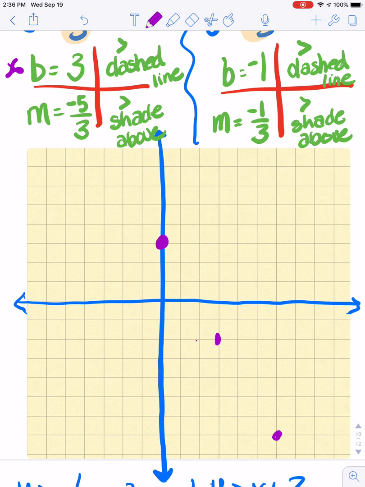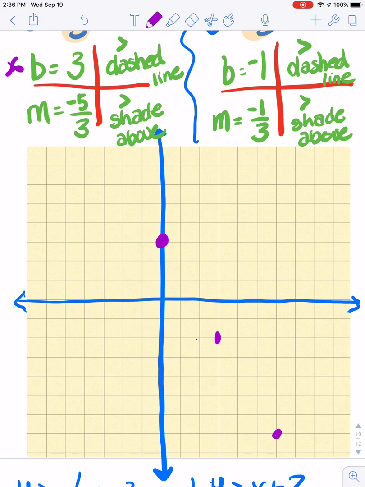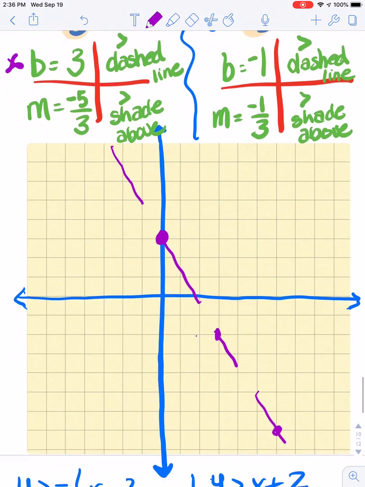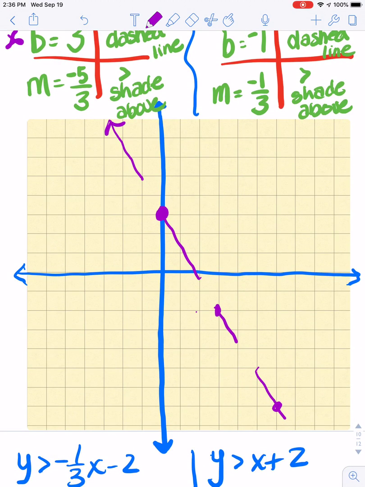Okay, now the line that's going to go through this is going to be dashed. I'm going to do my best here to get these lined up. Remember, dashed line is what we're going for. Okay, arrows on the end. Make sure that line goes all the way across. Now this one says that you're going to shade above. So this will be above.